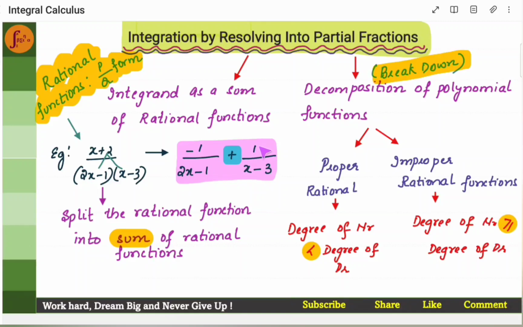So if we express this as a sum of rational functions, then it is easy to integrate. You can integrate this portion separately and integrate this portion separately. So that's why we use this particular method.